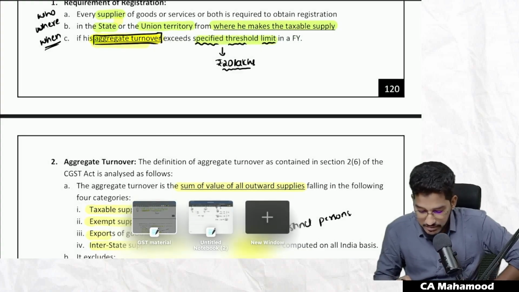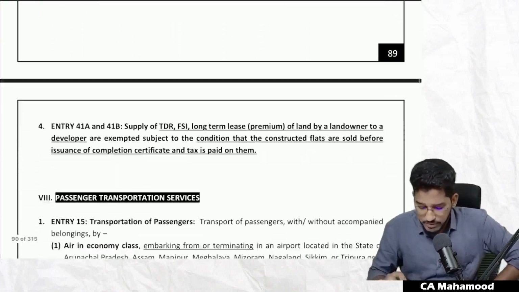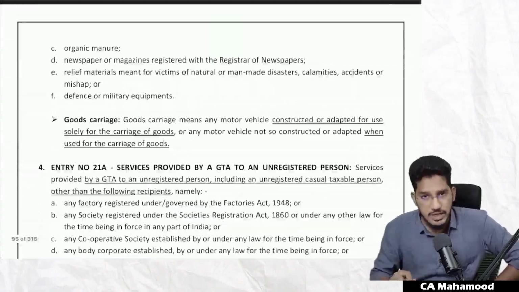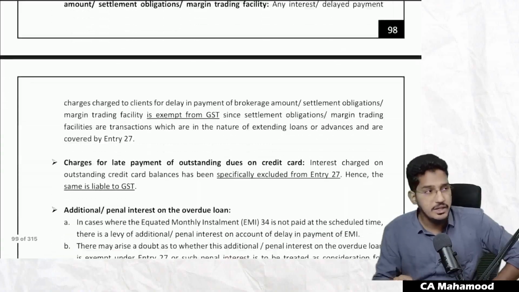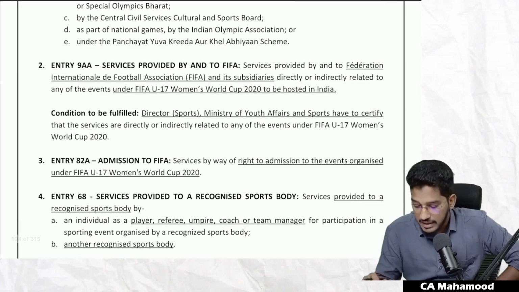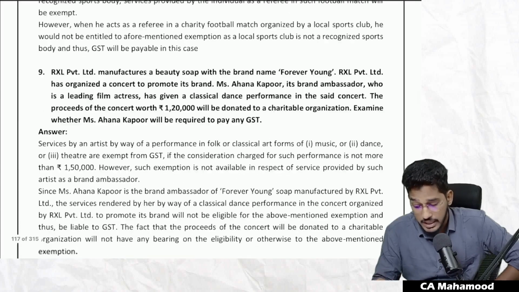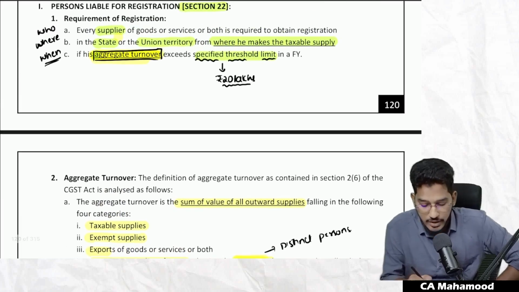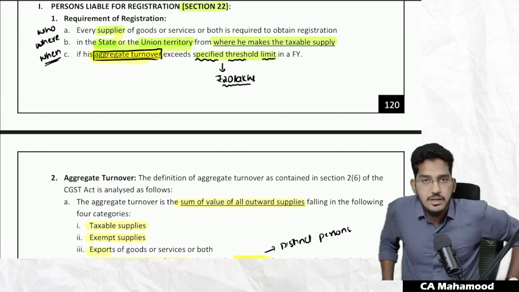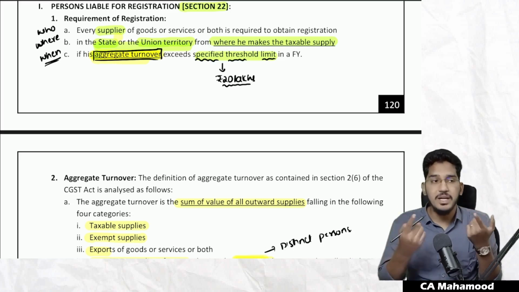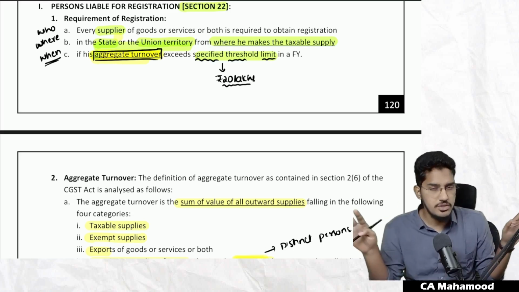See, this is how you need to read the provisions. What they are saying here, every supplier of goods or services is required to take registration in the state or union territory from wherever they are making taxable supply, if their aggregate turnover in the financial year exceeds how much? The specified threshold limit. They are required to take registration only in that respective state or union territory from wherever they are making taxable supply. Assume you are having a presence in one state, but from there you are not making any taxable supply. No need to take registration.